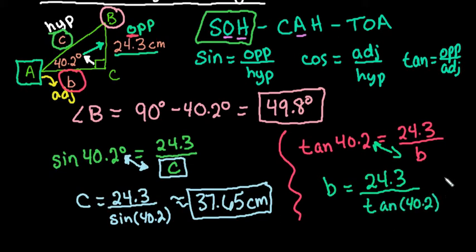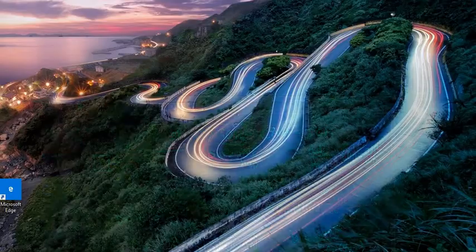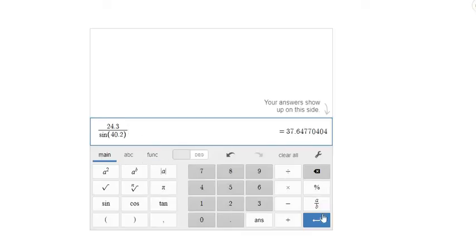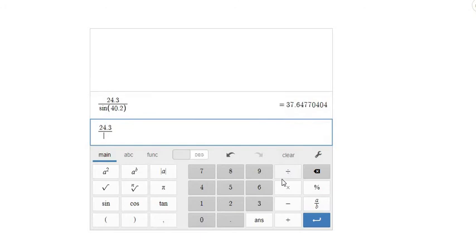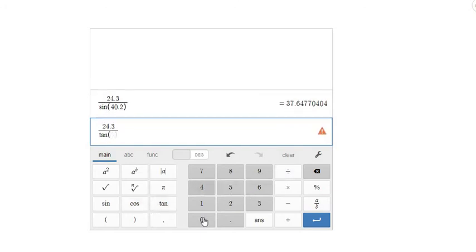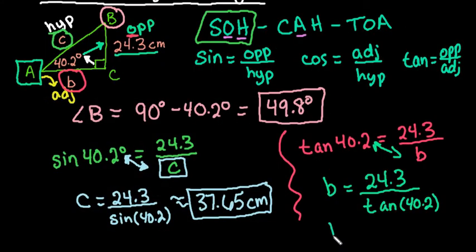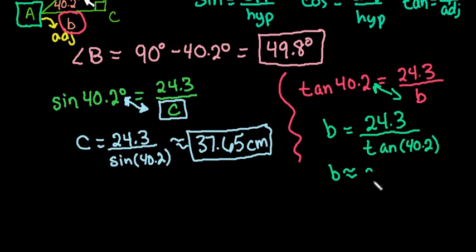Since my calculator was already in degree mode, I know that I don't have to check for that again. So I would just type in 24.3 divided by tangent 40.2. And we can see that it's 28.76 centimeters approximately. So B is approximately 28.76 centimeters.